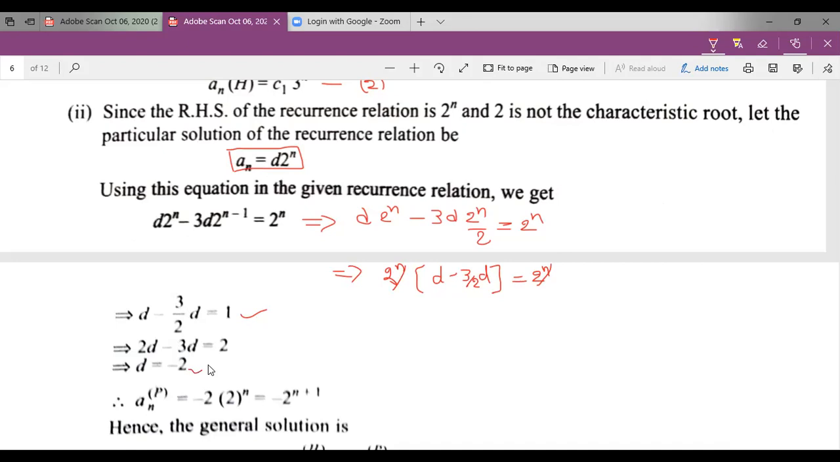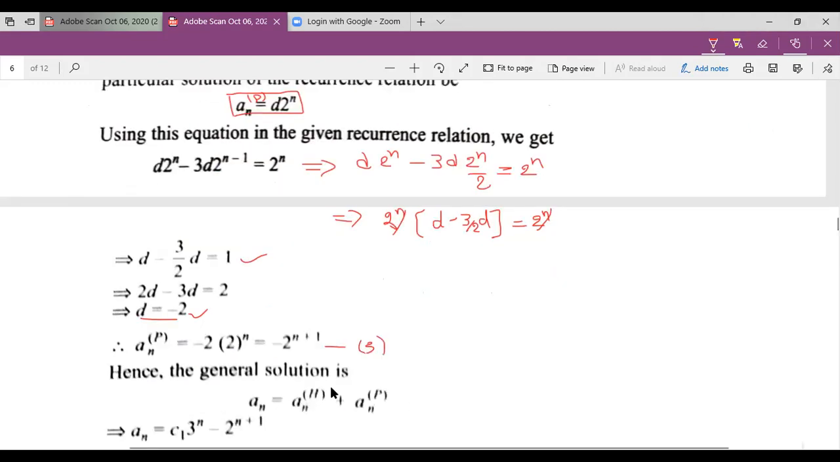minus 2. So we substitute the d value in the equation a_n is equal to d·2^n. So this is the particular solution. What is the particular solution? a_n^(p) is equal to d·2^n. So a_n^(p) is equal to the d value, minus 2, into 2^n. So minus 2 whole power 2^{n+1}. Let it be equation 3.